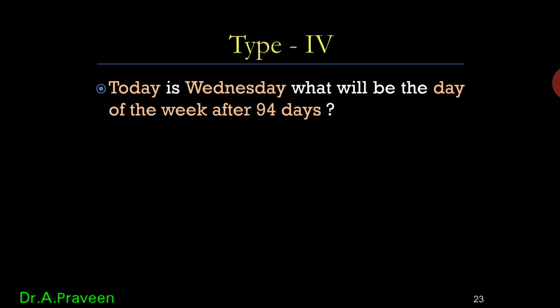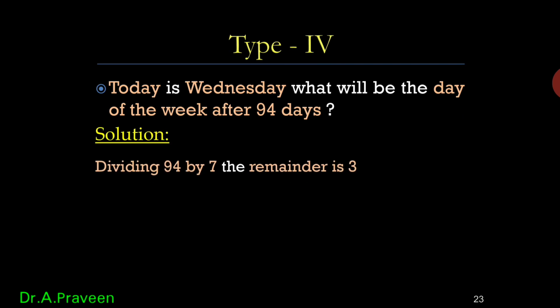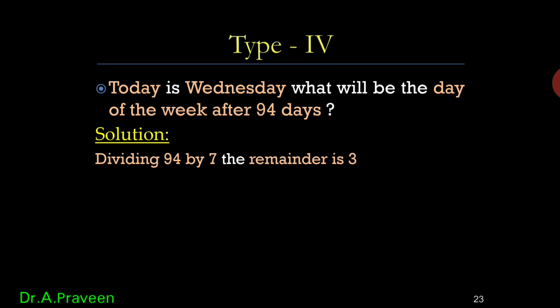Just divide the given number of days by 7 and find what is the remainder. So when 94 is divided by 7, the remainder is 3. So the answer is, if today is Wednesday, then the day of the week after 94 days will be 3 days after Wednesday. 3 days after Wednesday means Thursday, Friday, Saturday. So the answer is a Saturday.